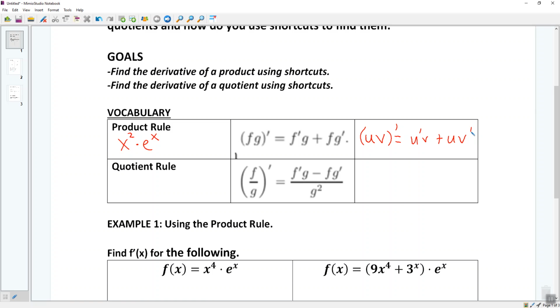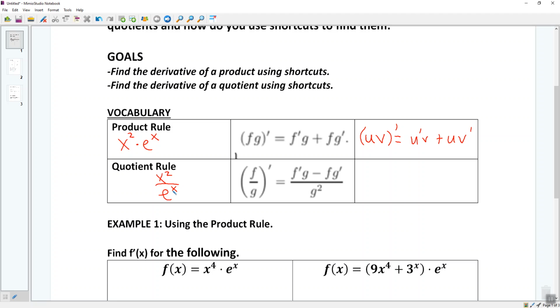We might start seeing functions that look like this. I might have something like x squared divided by e to the x, and I ask myself the question, what's the derivative of that? And I said, well, I don't know. But isn't x squared a function in the numerator? Isn't e to the x a function in the denominator? So isn't that some kind of a quotient function there, kids?